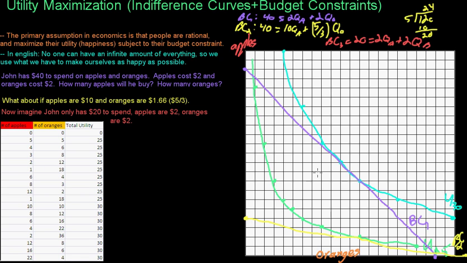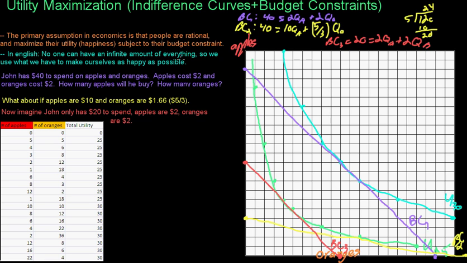And so we're going to have intercepts of 10 and 10, so I know that this is 10 right here, and then that this is also 10 right here. And so this will be budget constraint number 3. Okay, so now we are ready to talk about John's utility maximization problem.